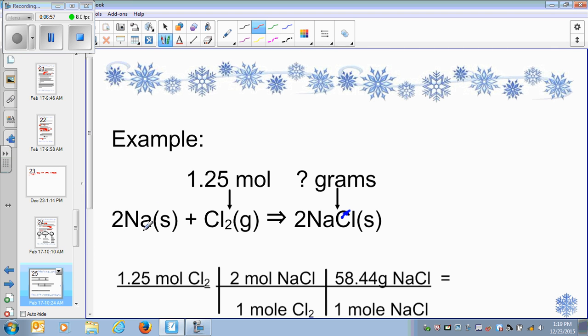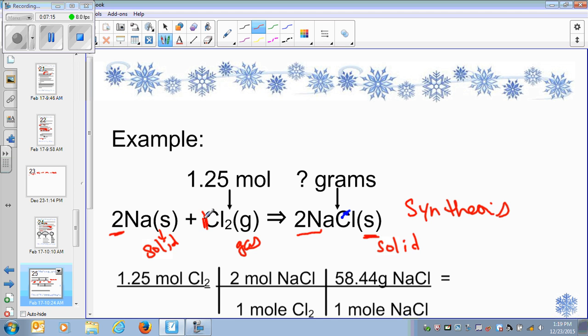I have sodium that reacts with chlorine to produce sodium chloride. This is a synthesis reaction, if you remember correctly. So synthesis means you're yielding this. This means gas, and this means solid, if you remember again. All right, that's what it means. So 2 moles is combining with 1 mole to yield 2 moles of this.